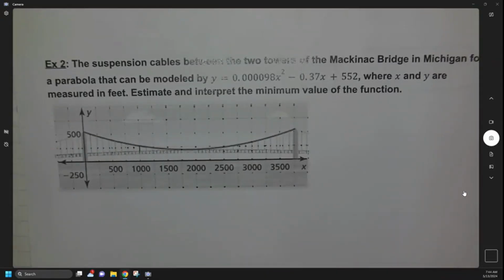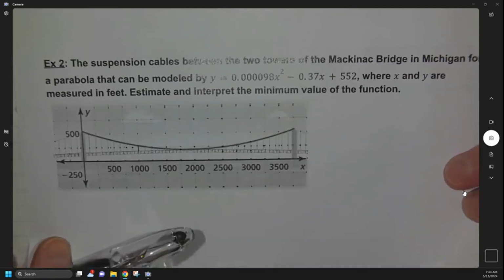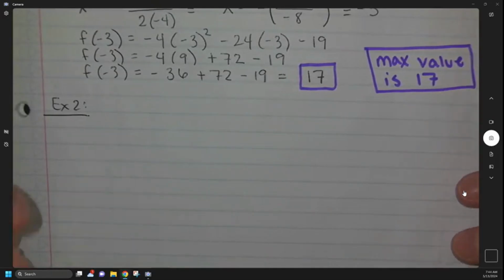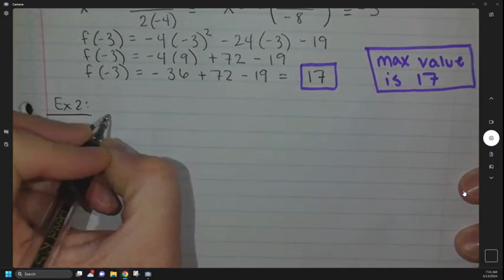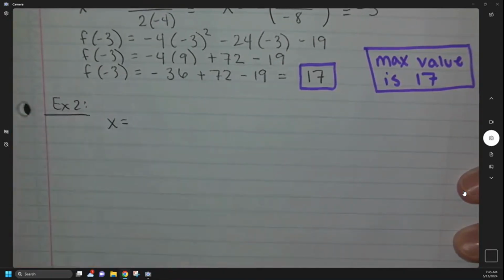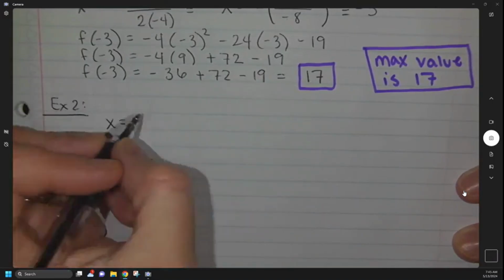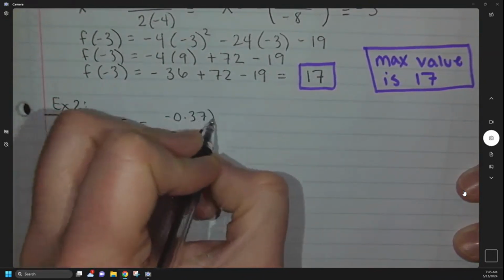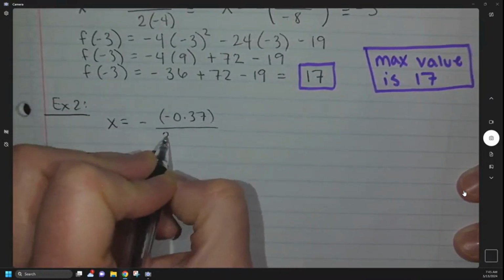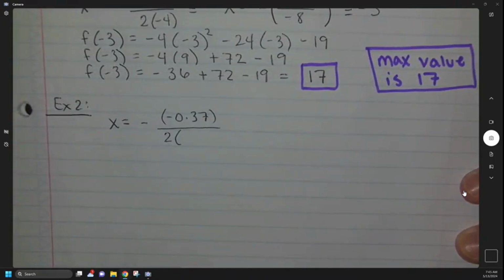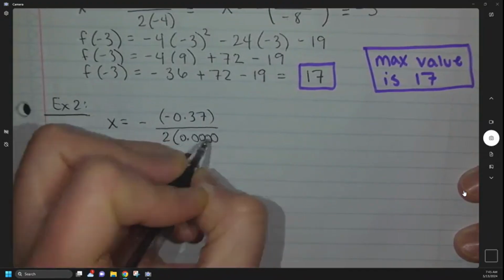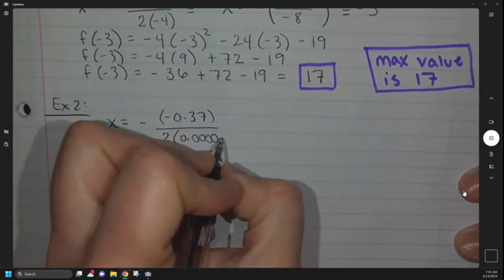So just like we did before, we're going to take our equation here and we're going to find the vertex point so that we can figure out what that y value is. So B in our function was negative 0.37, so the opposite of that, 0.37, over 2 times A, which is 0.123498.